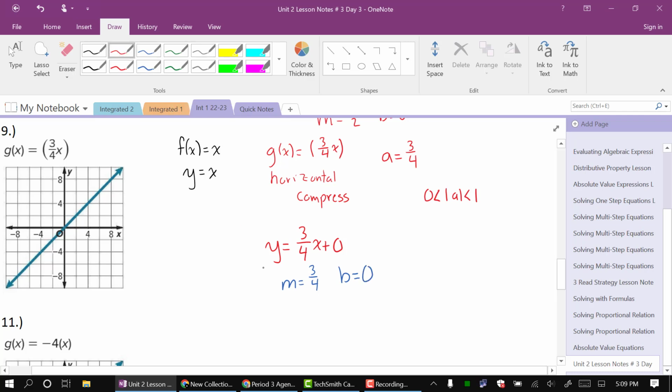So let's go ahead and graph this. 0 is our starting point. We're going to rise 3, 1, 2, 3, run 4, 1, 2, 3, 4. Remember, our scale's going by 2. Rise 3, run 4. So let's go ahead and connect this up, and this is going to be our compressed graph.